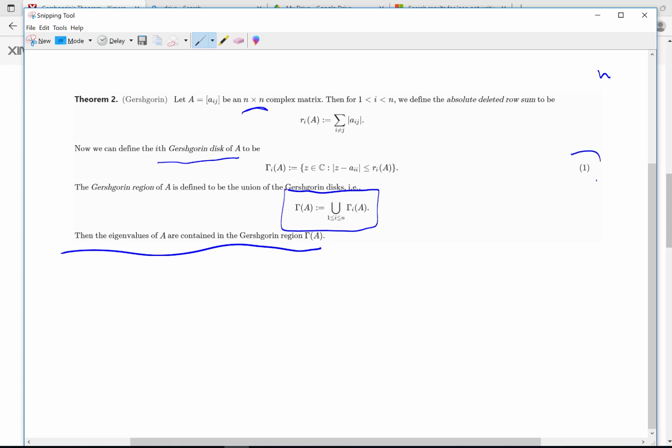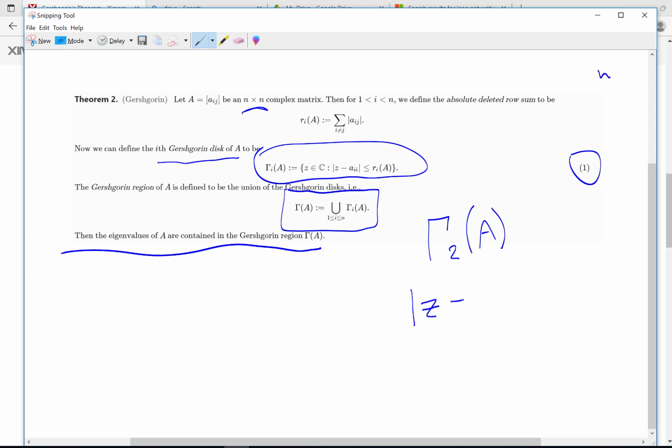I guess the only other thing is this equation 1 here. What is this? This says how to define the ith disk. So if I wanted the second disk, gamma 2 of A, it's the set of complex numbers z in the complex numbers such that the absolute value of z minus A22 is less than or equal to R2 of A. I'll explain what that is. But basically, this is the equation of a circle in the complex numbers, or actually a disk. Equal to would be a circle. Less than or equal to this radius is the whole disk, the circle and what's within.